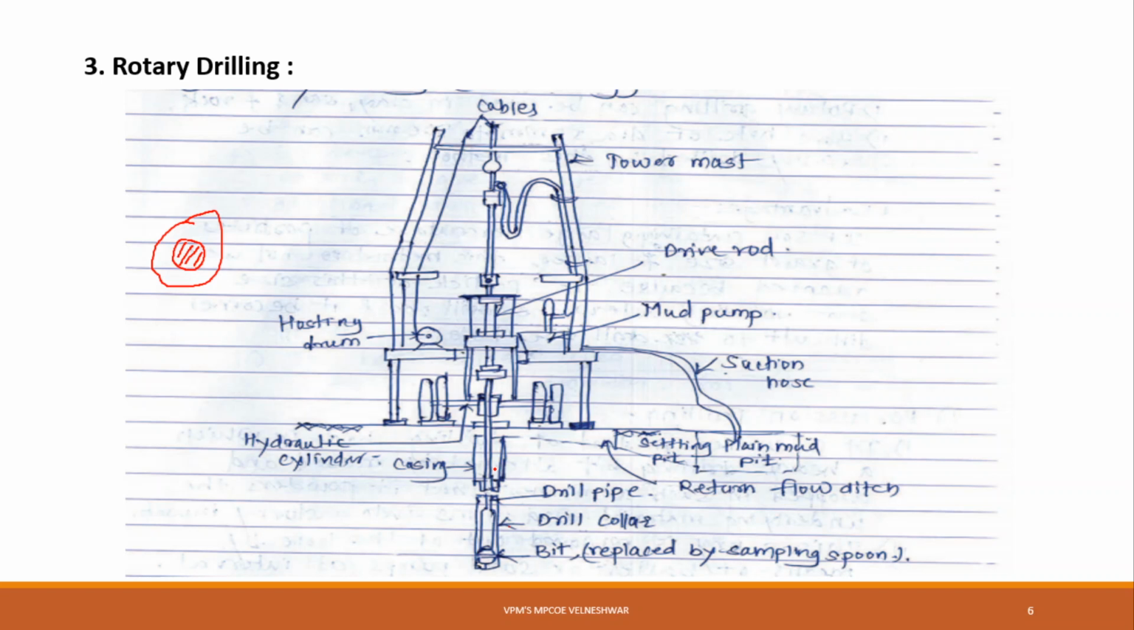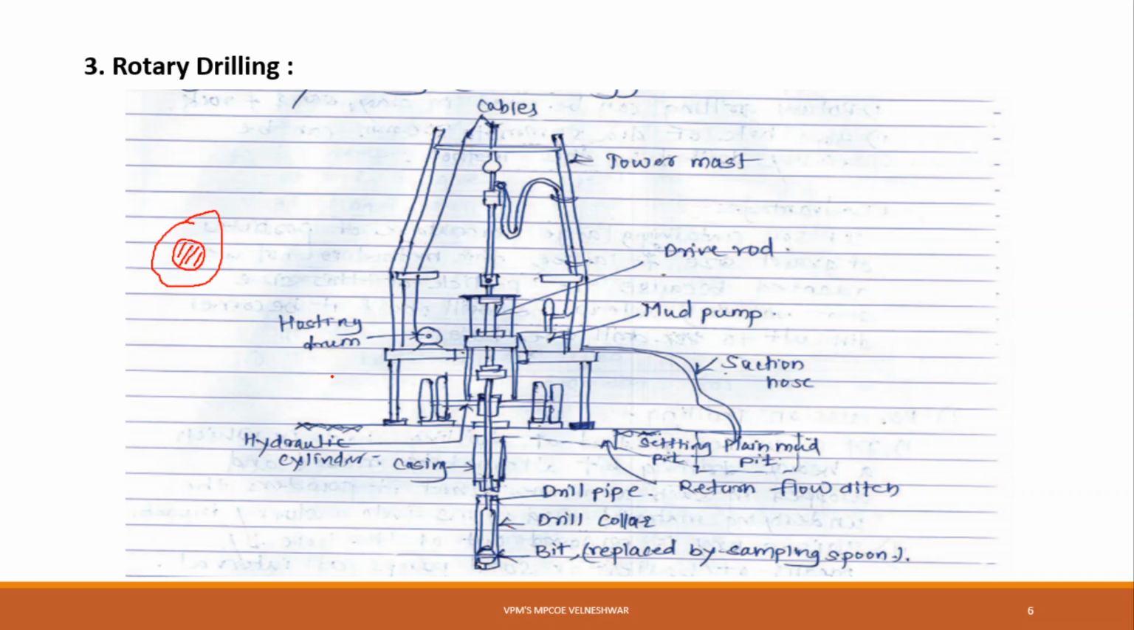The drilling bit is replaced by a sampler spoon when a soil sample is required. After drilling the hole, we have to remove this bit, attach the sampler spoon here, collect the soil sample at this level and take it for a lab test.